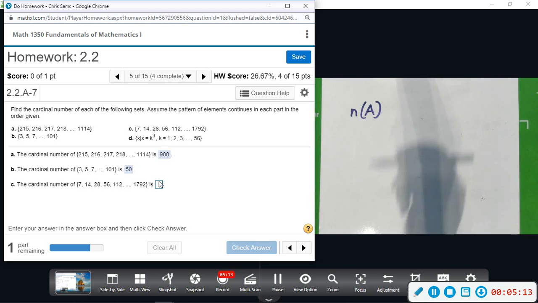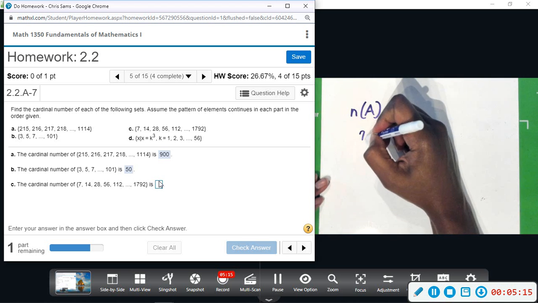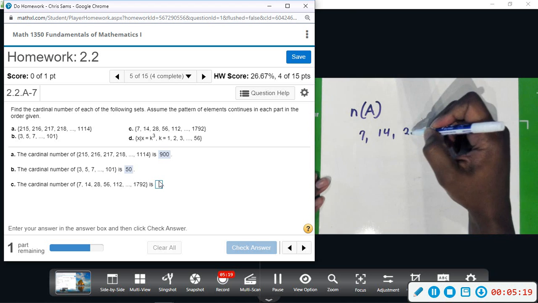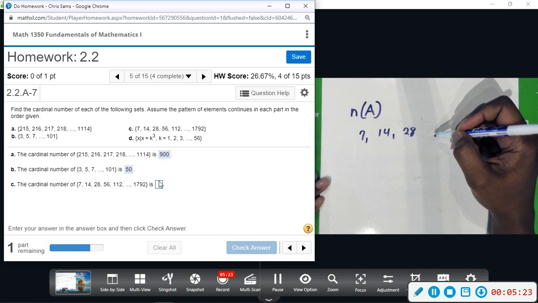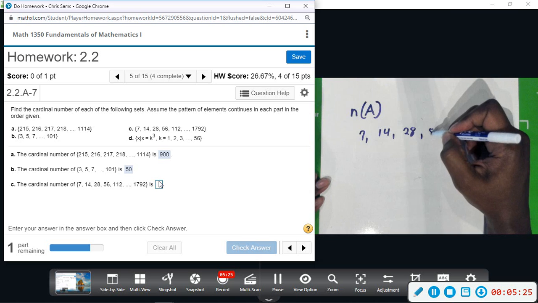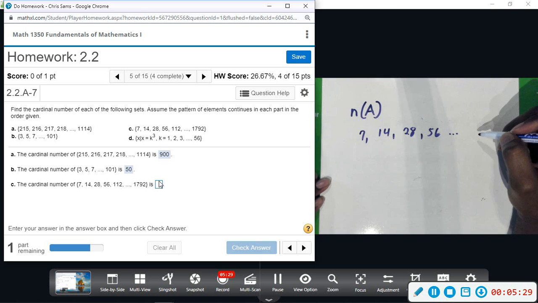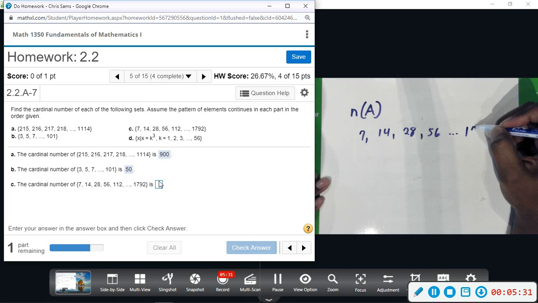So we start out with 7, and then 14, and then 28, and then 56. And it's just getting really, really big. It goes all the way up to 1792.